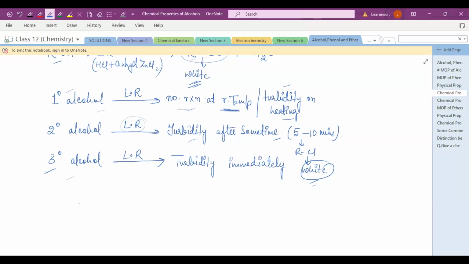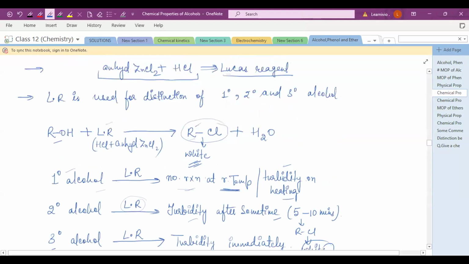Now the question is, which type of question can come from this topic? They will give you two alcohols like pentan-1-ol and pentan-2-ol, and ask how you will distinguish between them. Pentan-1-ol is a primary alcohol, pentan-2-ol is a secondary alcohol. So again, you can distinguish them. You can write down the reaction: alcohol plus Lucas reagent gives this product plus water.